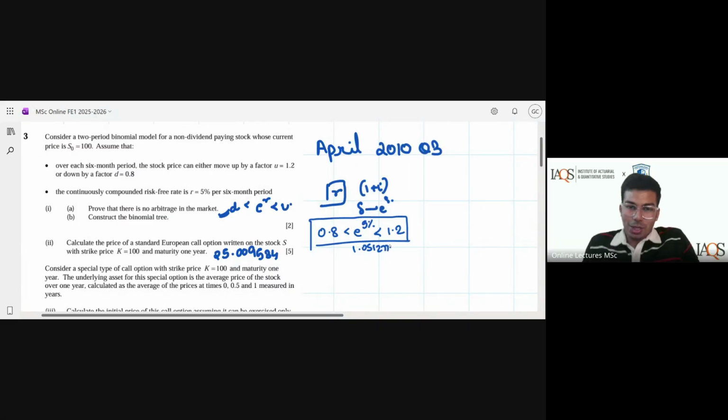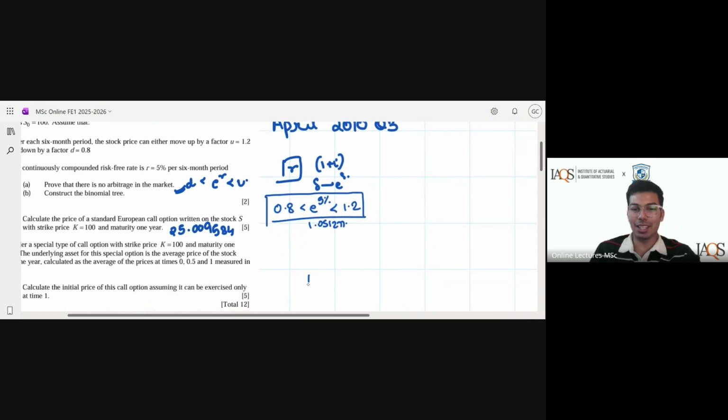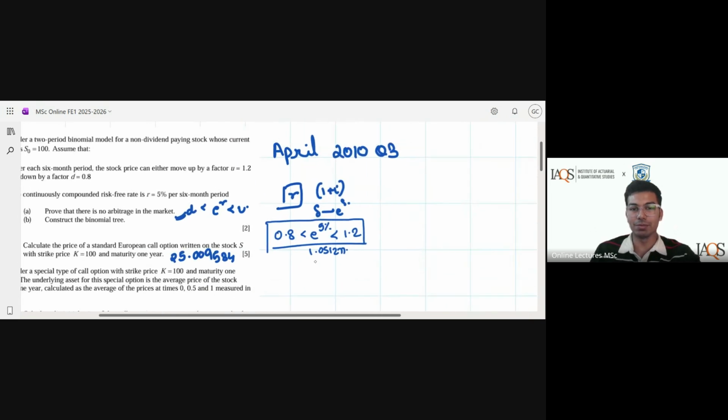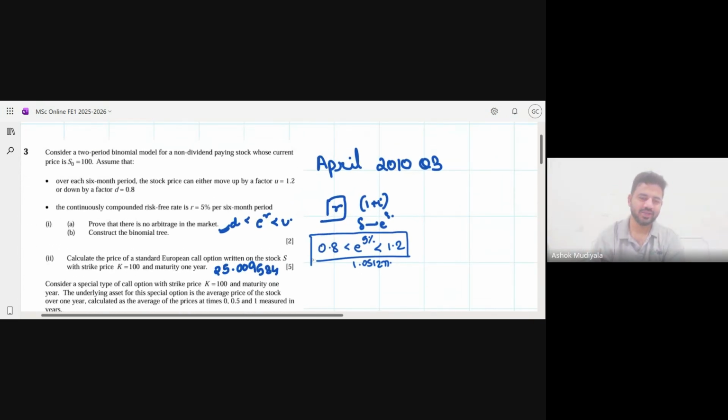Easiest one mark of the paper. Yeah, we will get this question in the exams. And I have asked this almost in all the questions, by the way. Then let's construct the binomial tree. So it starts at 100 and goes up. Yeah, it's the combining model.